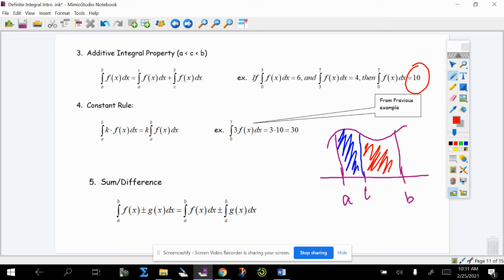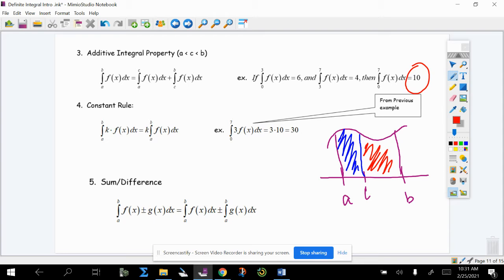And then finally, my last property is a sum and difference property, and this one's very straightforward. The idea that I can take definite integrals of functions that are added or subtracted or both, and I can add them up or subtract them or both. So essentially we can go kind of function by function and add the pieces together or subtract the pieces together, which hopefully is something that seems pretty natural with these.